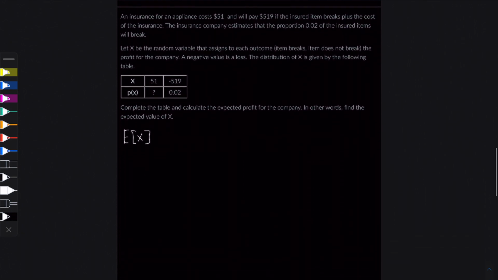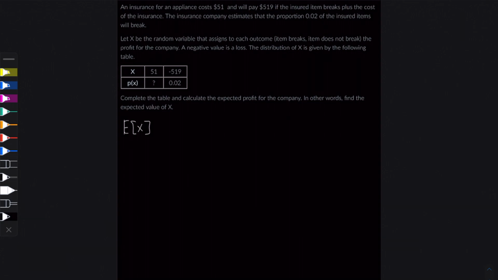Okay. An insurance for an appliance costs $51 and will pay $519 if the insured item breaks plus the cost of insurance. The insurance company estimates that the proportion 0.02 of the insured items will break. And now, if we remember from last lesson, 0.02 equals 2%. So let x be the random variable that assigns to each outcome the profit for the company. A negative value is a loss. The distribution of x is given by the following table.